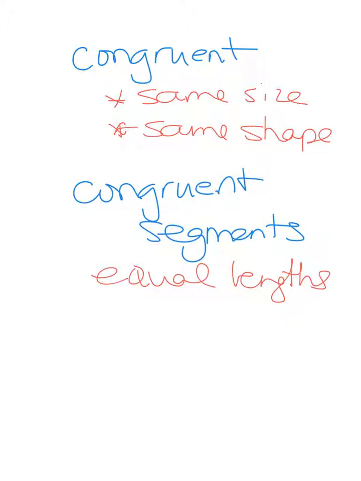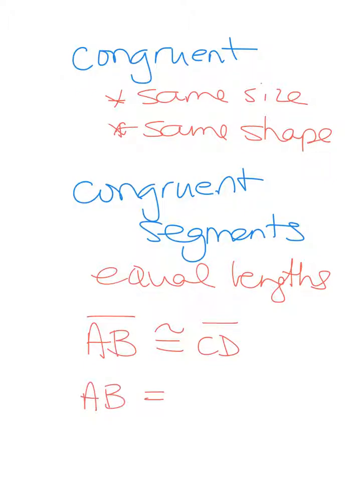So if I want to first talk about segments that are congruent, the symbols I use: there's segment AB with the segment bar on top. That's the congruent symbol. So that says segment AB is congruent to segment CD. If I want to indicate that these segments are equal, I would say AB is equal to CD. Just remember that I do not use the segment bar when I have an equality, but I do use the segment bar when I'm talking about congruence.